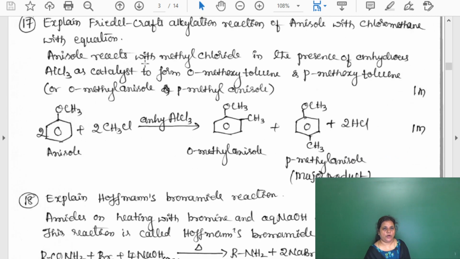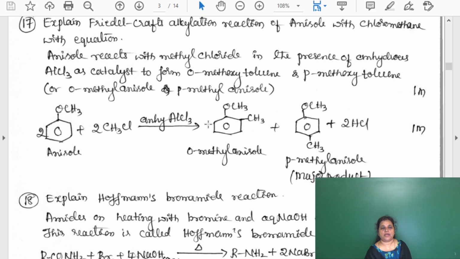Now let us move on to question number 17. Explain Friedel-Crafts alkylation reaction of anisole with chloromethane with equation. This is anisole, methoxybenzene, and since there is a lone pair of electrons on the oxygen, it is ortho and para directing. When anisole reacts with 2 molecules of methyl chloride in presence of anhydrous aluminium chloride, the methyl group gets substituted at the ortho position and at the para position. The para product is the major product, and the ortho product is the minor product due to steric hindrance.